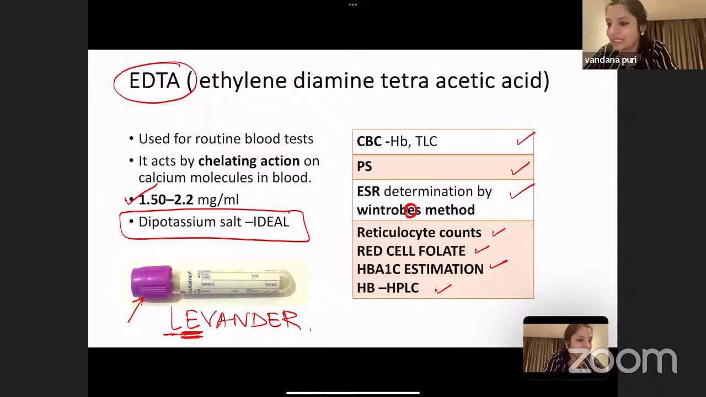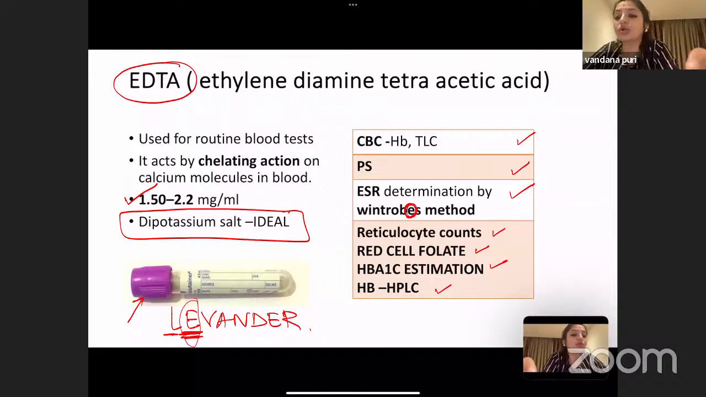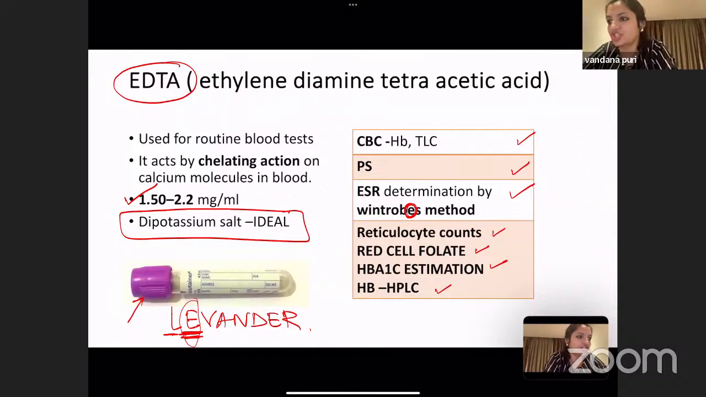So this is basically kept in a lavender-topped vacutainer, a very strong lavender color. Lavender, the second alphabet of the lavender is E, so it has EDTA. Which EDTA? We always use dipotassium EDTA. Why dipotassium? Because tripotassium is liquid, so if you use tripotassium, it will alter the concentration. That is why we always use dipotassium EDTA. That's very, very important. And how much EDTA is present in it? Approximately 1.5 milligram per ml.